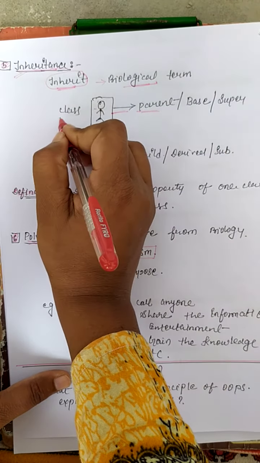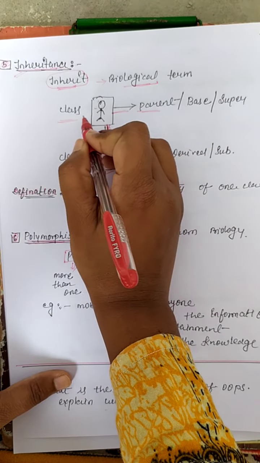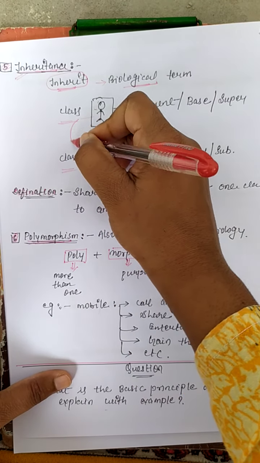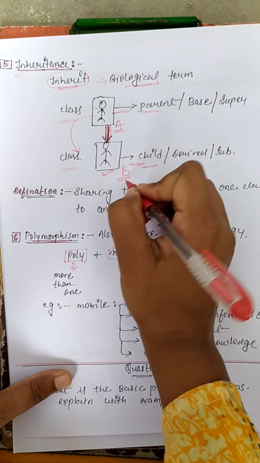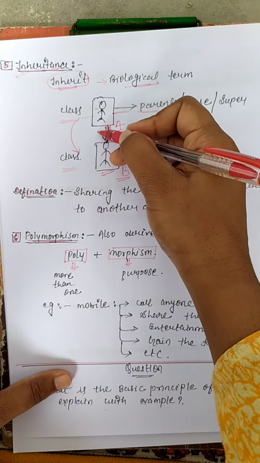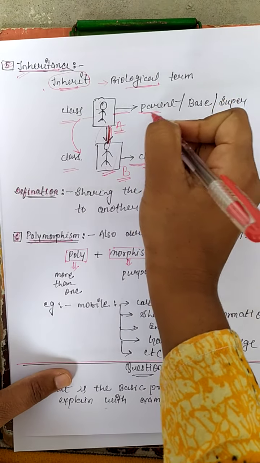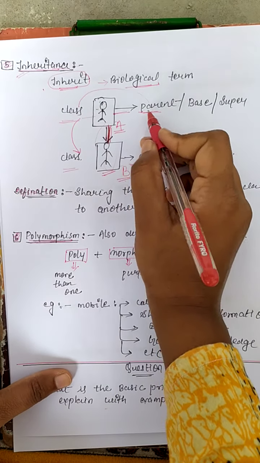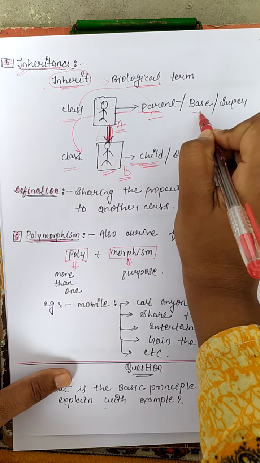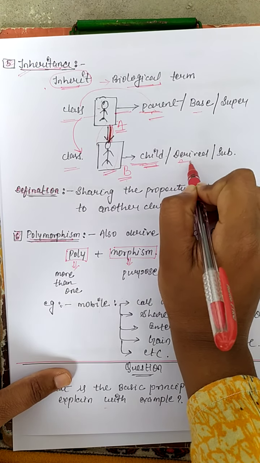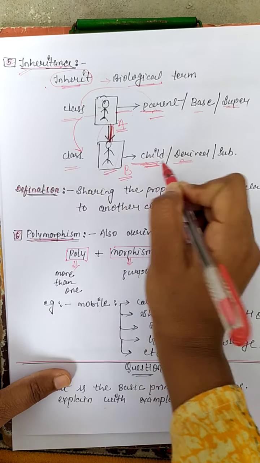The parents are also a class, and the child is also a class, for sharing property from one class to another class. Suppose this is class A and this is class B. Class A wants to share some property from class B, that is called inheritance. This is the parents class, and this is the child class. Parents class is also called base class and child class is also called derived class. Parent class is also called super class and child class is also called subclass.